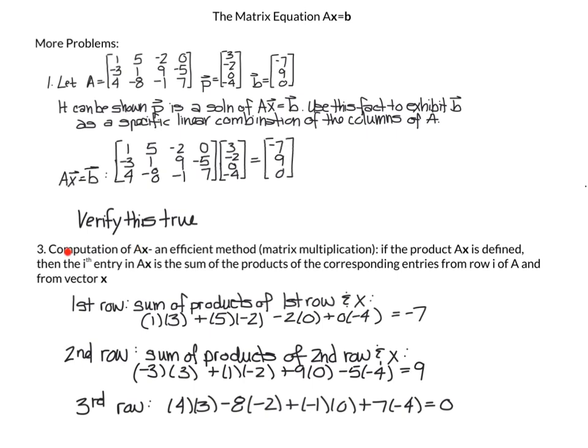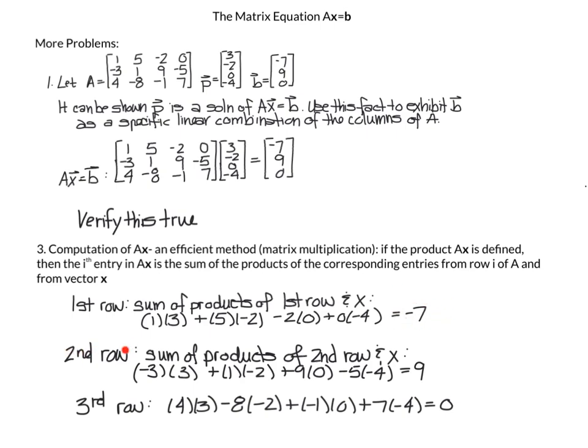And I'm going to use how we compute AX, using that matrix multiplication way. So the product AX is defined, the ith entry in AX is the sum of the products of the corresponding entries from the ith row of A and X. So for the first row of our solution, AX will be equal to, so here's A, the first row of A times our X. So that's 1 times 3, 5 times negative 2, negative 2 times 0, and 0 times negative 4, and that will be equal to negative 7.